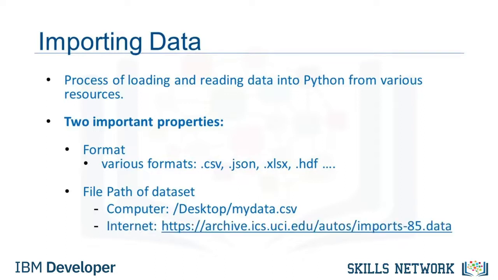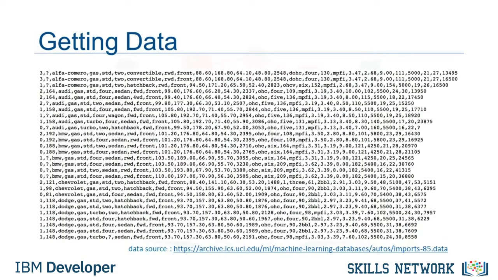In our case, we found a data set of used cars which was obtained from the web address shown on the slide. When Jerry entered the web address in his web browser, he saw something like this. Each row is one data point. A large number of properties are associated with each data point.